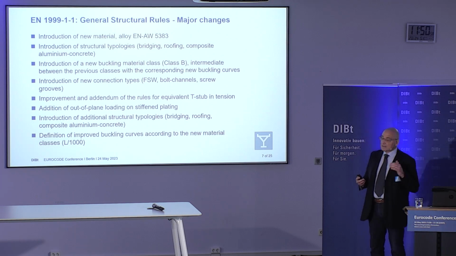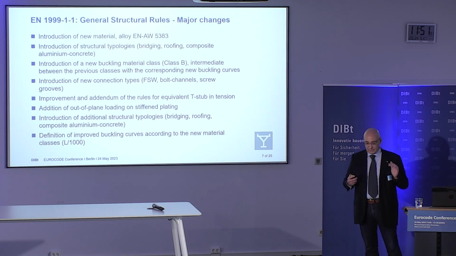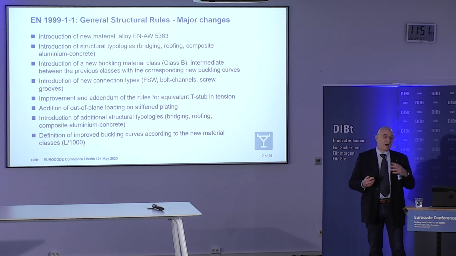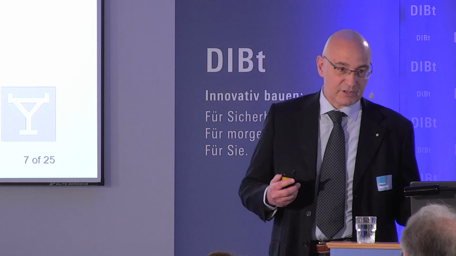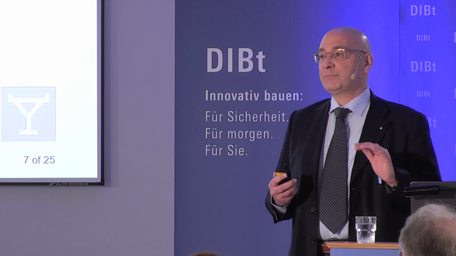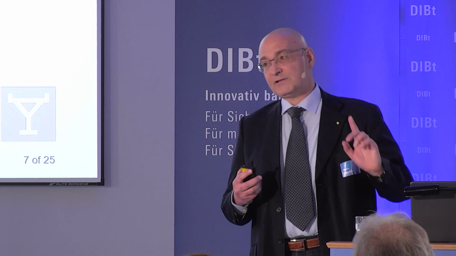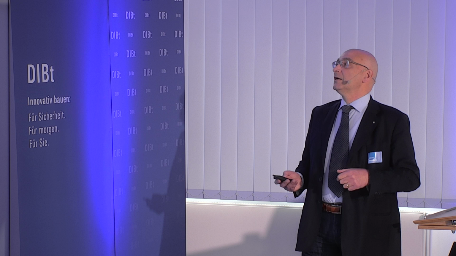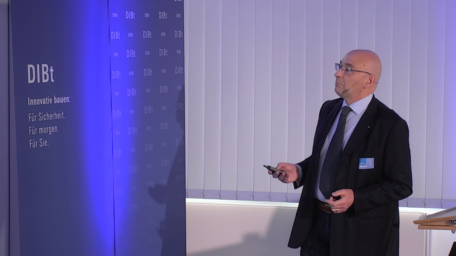That's the why, and the behavior of these alloys strictly depends on both hardening and heat treatment sensitivity of the alloys. The consequence is a behavior which can be very different, in particular when moving from the elastic range to the plastic range. As a consequence of this, also buckling resistance is deeply affected by this behavior, and this led to the introduction of new material classes intermediate between the classes previously defined. Accordingly, we defined also new buckling curves.